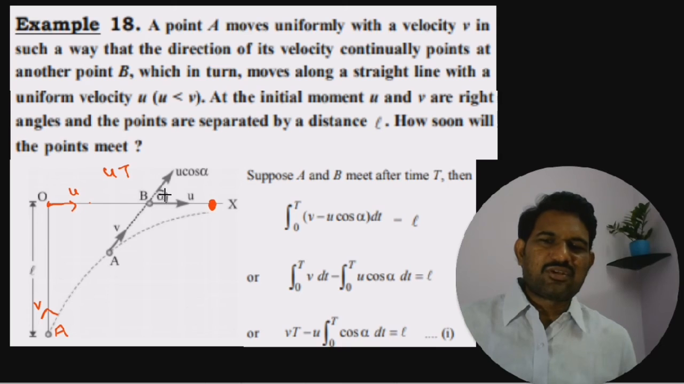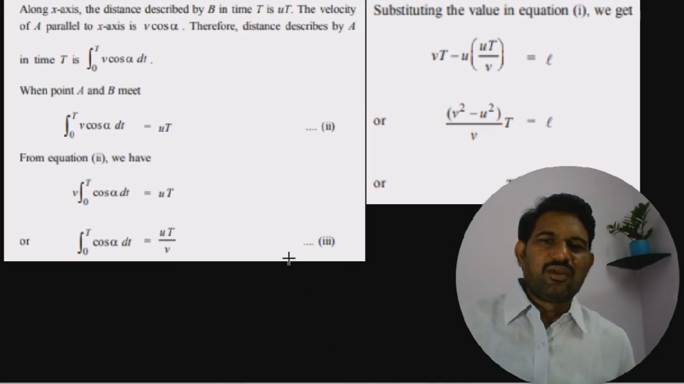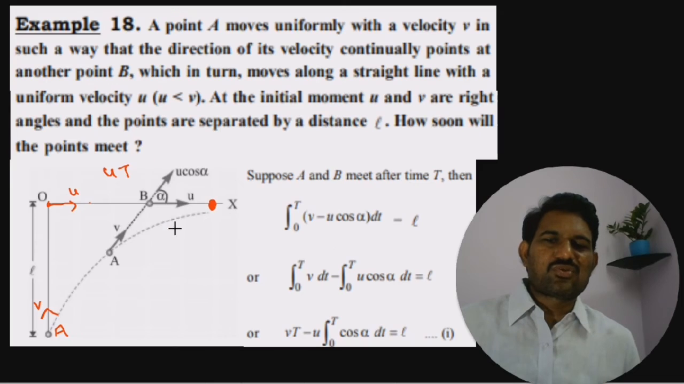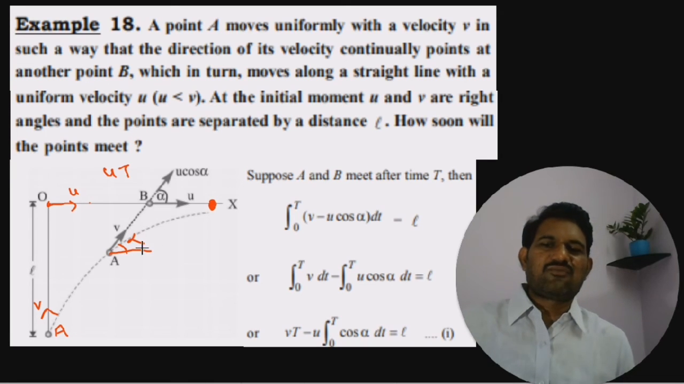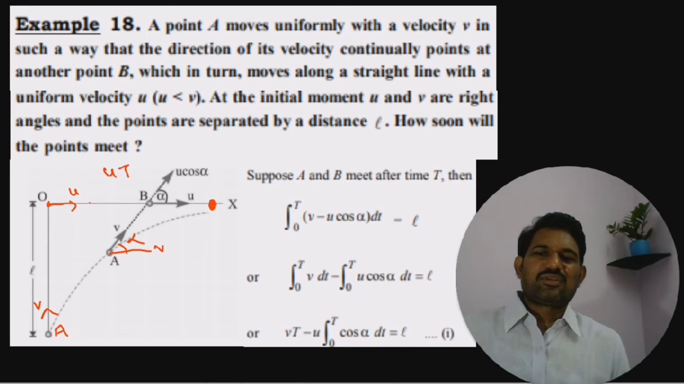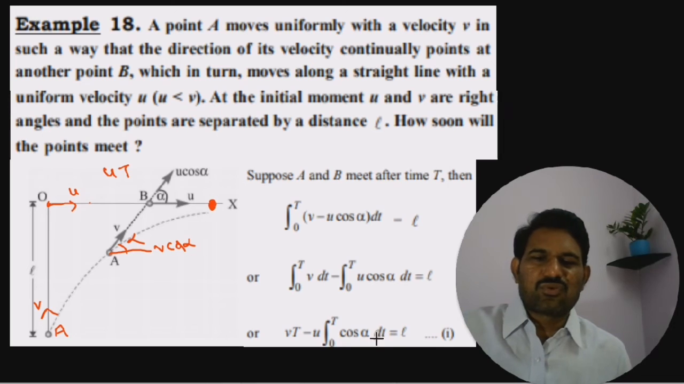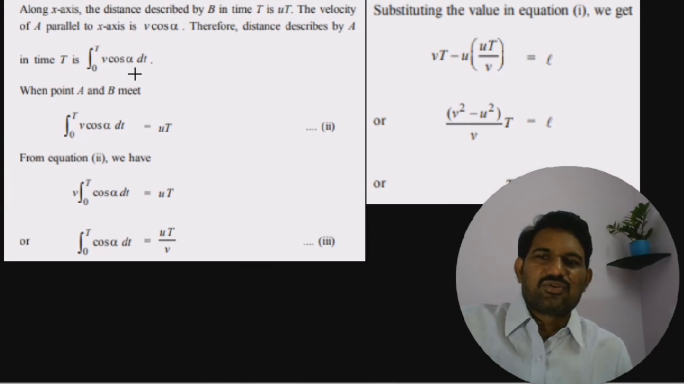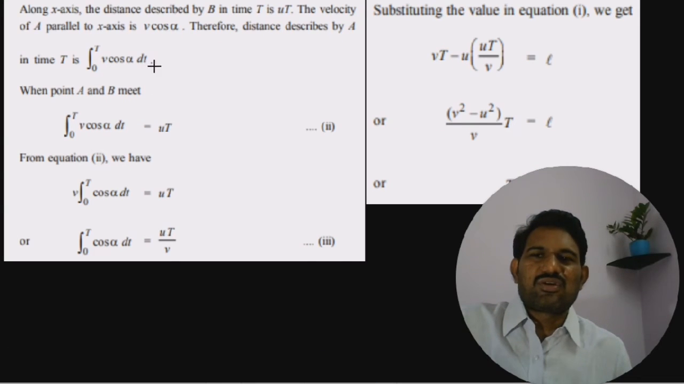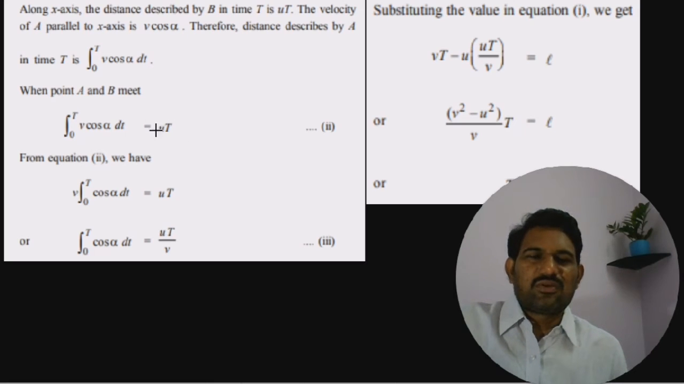So now we are using that concept. Along this x-axis, the distance travelled by this particle means we need to resolve this velocity into a component along this direction. So this angle we are taking as alpha here. Then along this direction you will get v cos alpha. The distance travelled along this x direction by the particle a means the integral of v cos alpha into dt you can write. So that is what we are writing here, integral of v cos alpha into dt. So this must be equal to the distance travelled by the b along this x direction, which is ut.